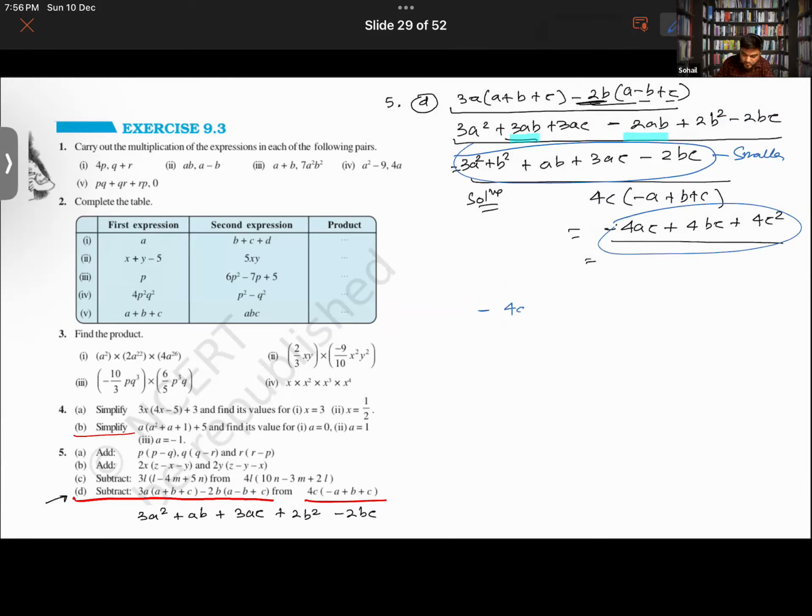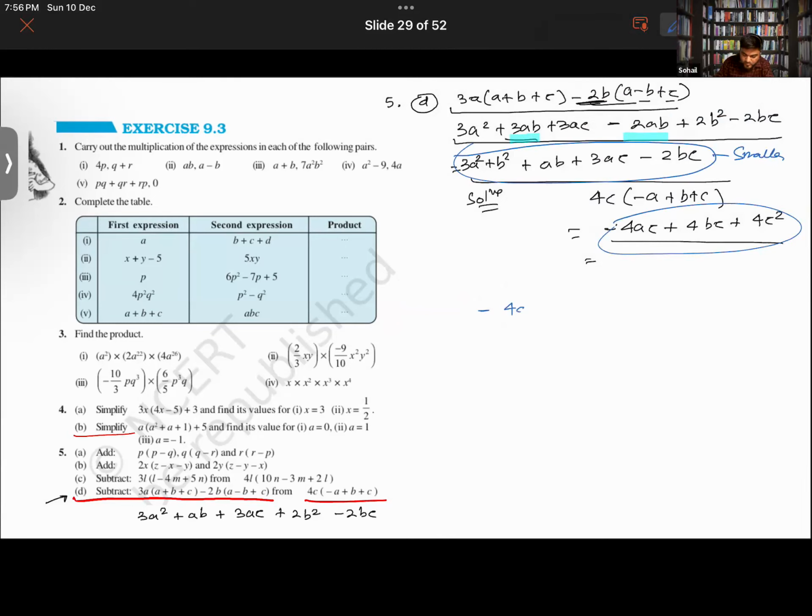And you guys look at which are the like terms here. 4ac and 3ac. Exactly. So here you can see, guys, that minus 4ac, minus 3ac, they are the like terms. Are there any other like terms? Surely, 4bc and 2bc. Are there any more? 4c square? Are there any c square terms? No, sir. Any terms in terms of a square? No. Neither in b square, right? Okay. So let's add them.